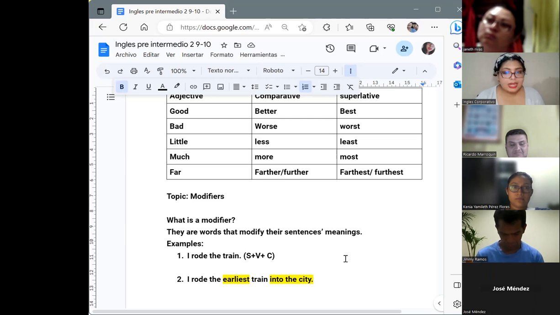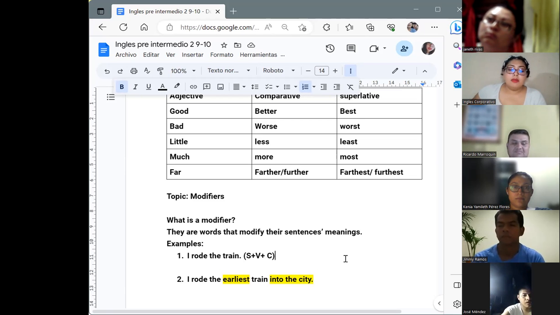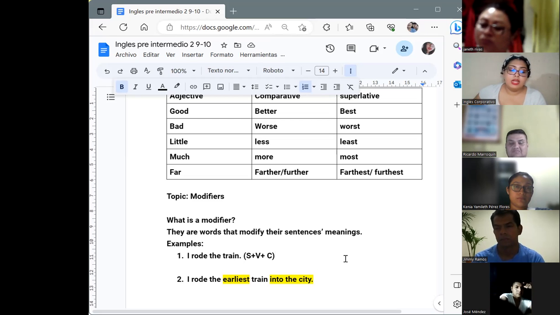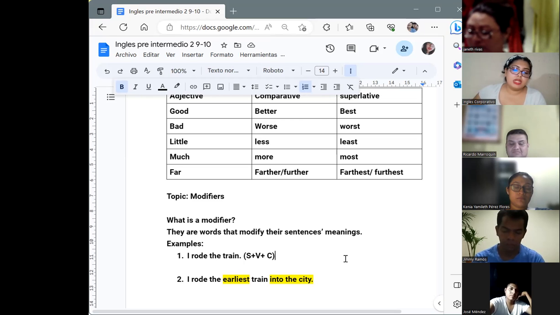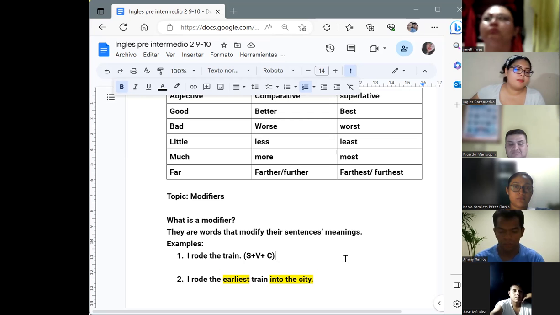So, the meaning of these modifiers in the second sentence is that the statement is more descriptive. La oración es más descriptiva. Why? Because of the modifiers it contains. A modifier's purpose is to make sentences more descriptive or detailed. They can make a sentence's meaning clearer, make a sentence more specific, or simply make it more engaging.